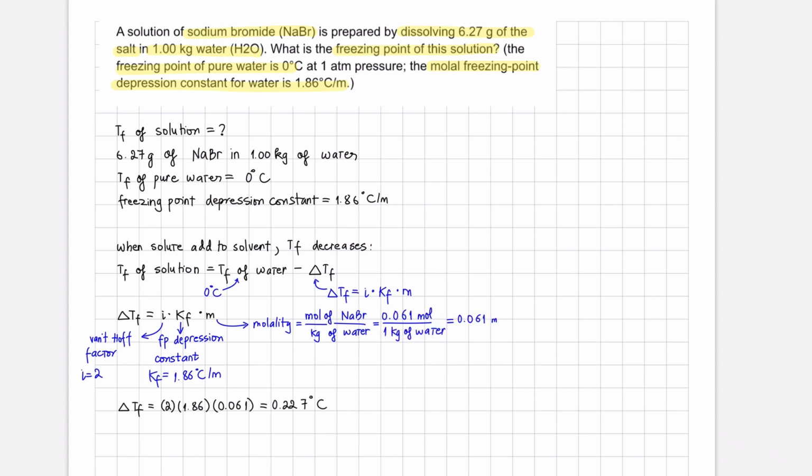And now, finally, let's calculate ΔTf. That's 2 times 1.86 times 0.061, which gives us 0.227 degrees Celsius. That's the freezing point depression. And now, for the freezing point of the solution, again, that's the freezing point of water minus the freezing point depression, ΔTf. So that's 0 degrees Celsius minus 0.227 degrees Celsius, which gives negative 0.227 degrees Celsius. That's the freezing point of this solution.